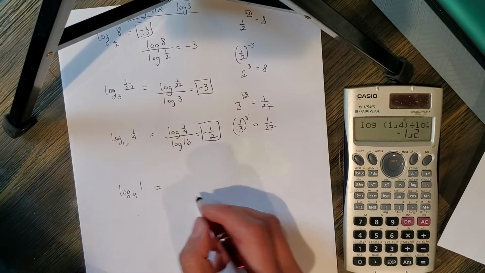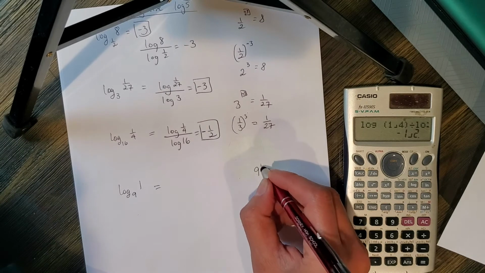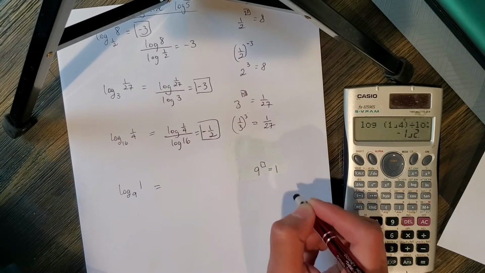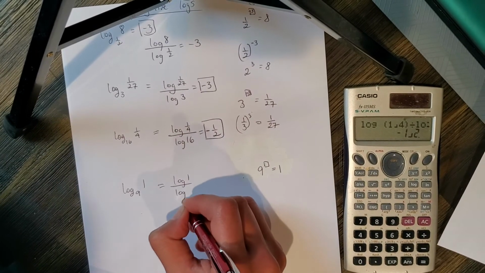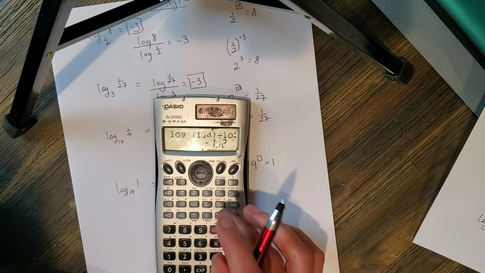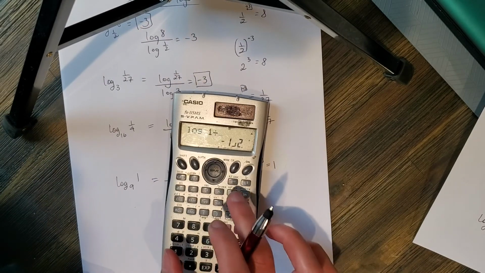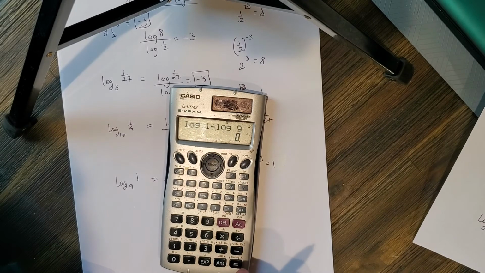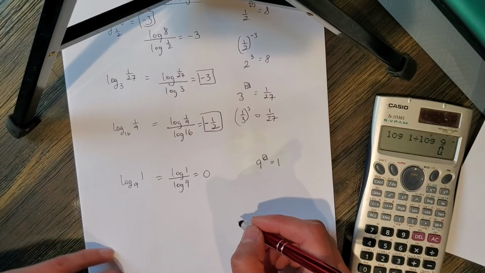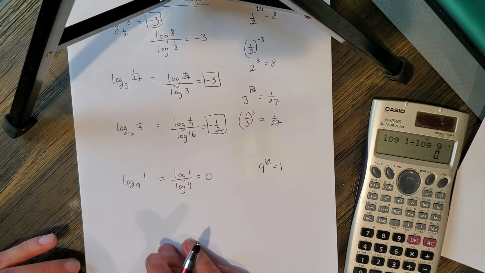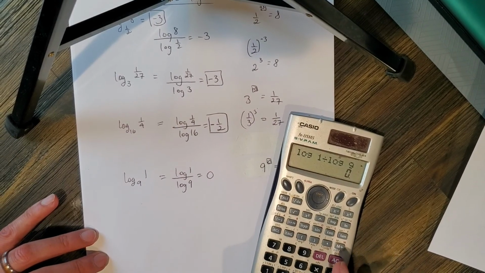And the last one here. So notice we have log base 9 of 1. Basically that's asking 9 to what power is 1? Well, let's do the change of base formula. Log of 1 divided by log of 9. Let's do this on the calculator. So log of 1 divided by log of 9. And I get 0. So basically this is saying 9 to the 0 power is 1. Okay, so you can see how we use the calculator to get all of our answers, and that's how you're going to do it as well. Okay, that's it.